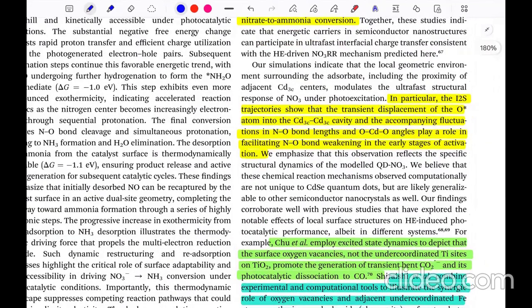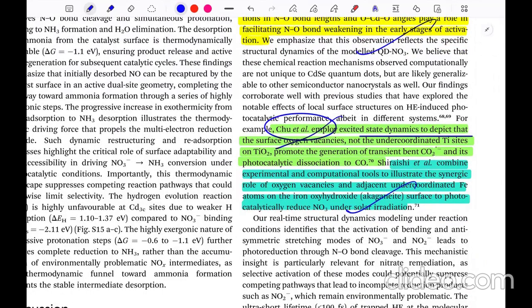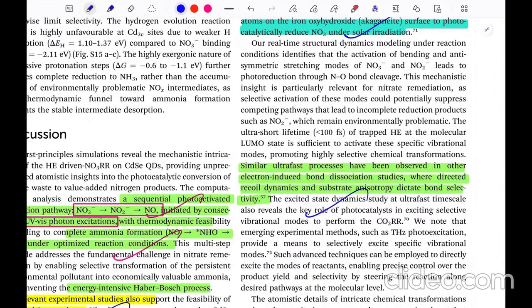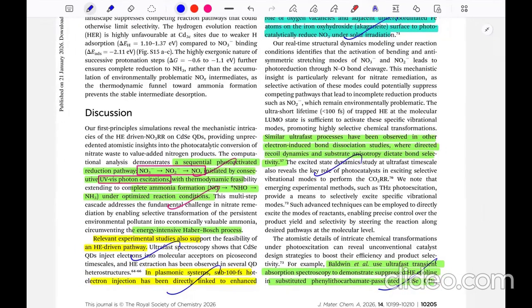Now, this is the use of an impulsive two-state model for NO2 to NO conversion. So this is one more use of a reported result. Chua et al. employ excited state dynamics to depict the surface oxygen vacancy, not the under-coordinated titanium site. So this is one more similar ultrafast study. So these are the uses of various reported results. This is one more. So these are the uses of previous results to explain our results, the results given in the paper, to give a clear perspective.